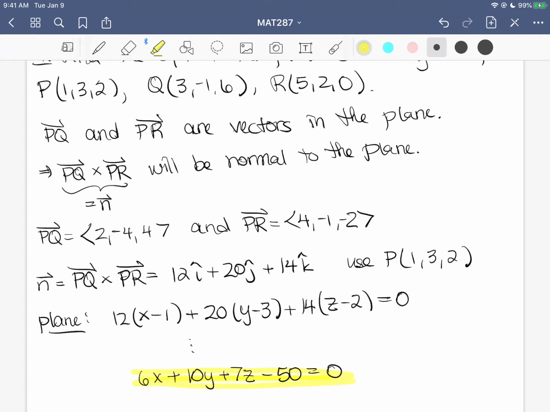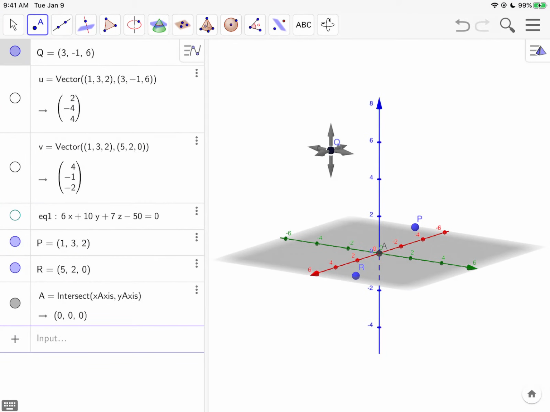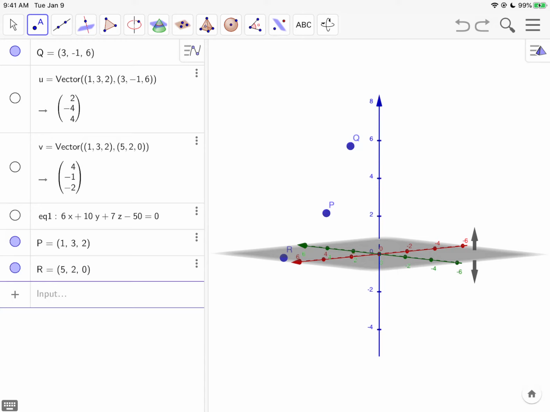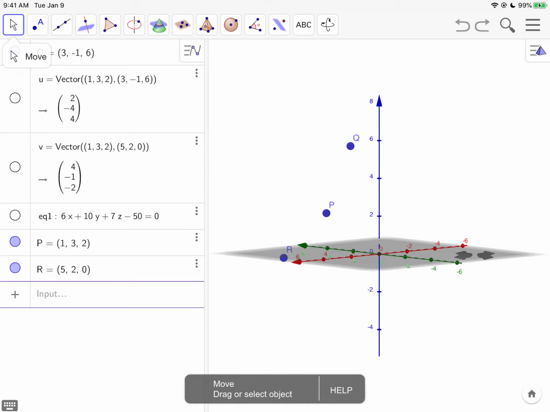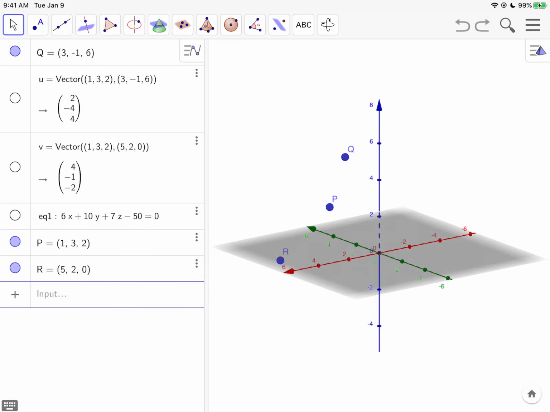And I just want to show you pictorially what's happening. So let's switch over to GeoGebra for a second. So I've already plotted my points P, Q, and R. Let me get off of the arrows. All right, so here are my points P, Q, and R, and I can find PR and PQ. There we go. So there are my vectors.